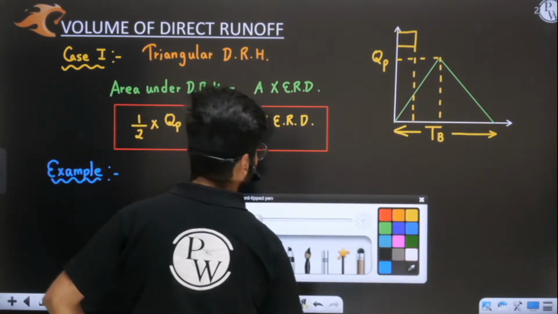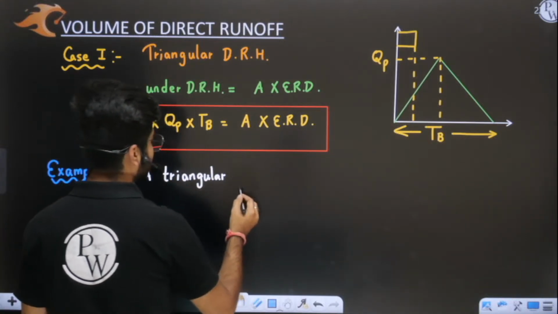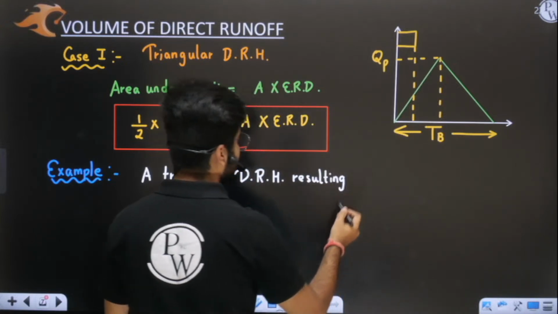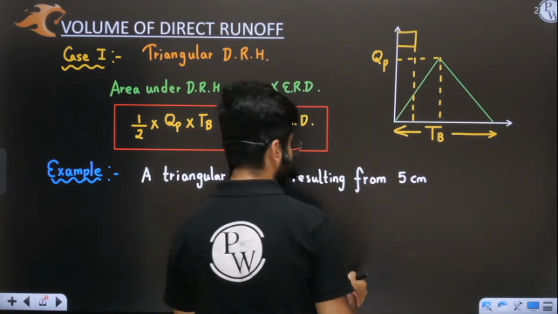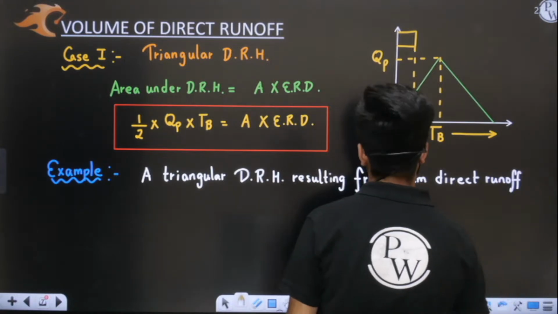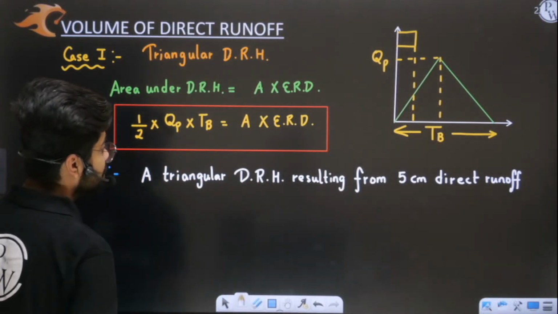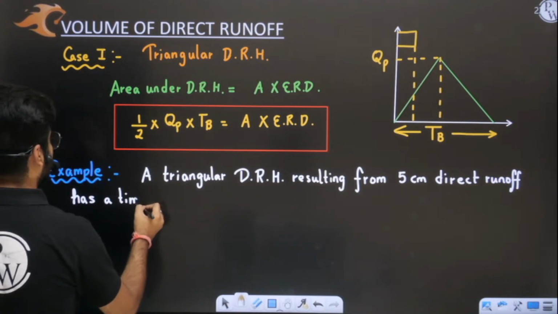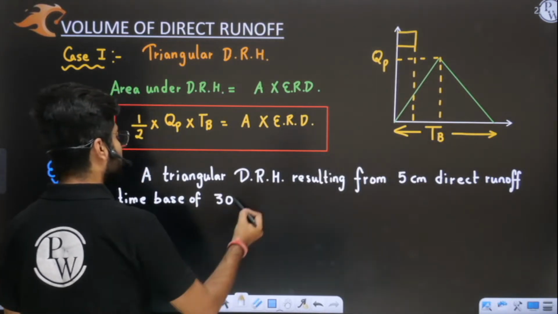In the question, it is given to you a triangular DRH resulting from a 5 centimeter effective rainfall depth, that is, 5 centimeter direct runoff. When 5 centimeter direct runoff was there, the DRH has a time base of 30 hours. That means because of this 5 centimeter effective rainfall, a time base of 30 hours was there.